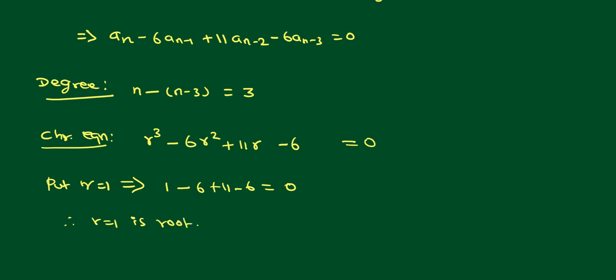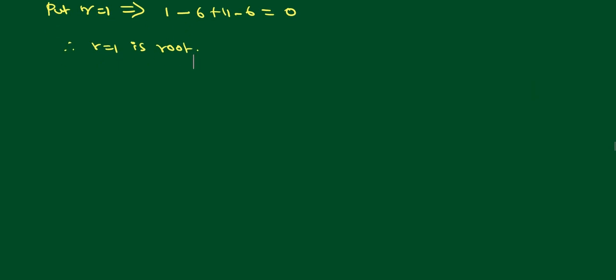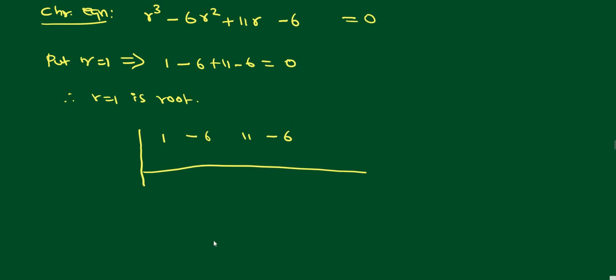After that I want to find the other roots. To find the other roots I am going for diminishing the equation with the help of synthetic division. So I am going for synthetic division and writing the coefficients of the equation. Just look here, you have 1, minus 6, 11, minus 6. That is what you have. I am writing that.